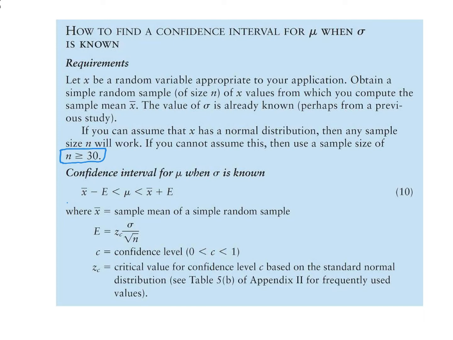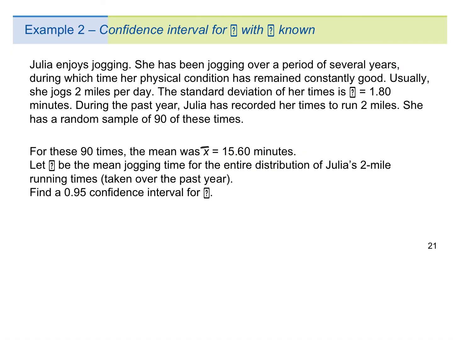Here's the confidence interval that I just stated for you. We are taking our x bar and adding and subtracting our margin of error. This is the formula for margin of error. It is our critical value Z of C, our sigma, which is going to be given, and our n, which is also going to be given. So let's take a look at an example.